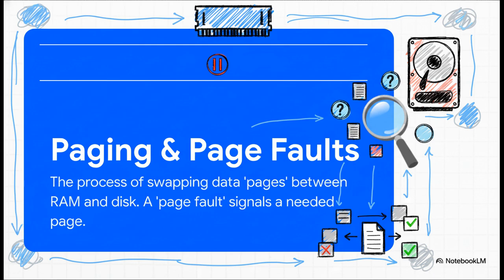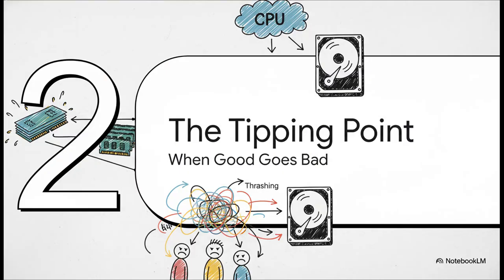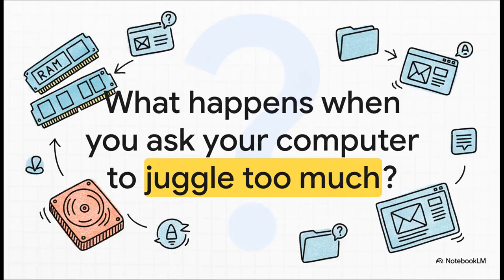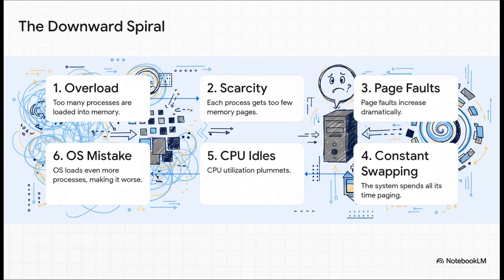And normally, this whole system works beautifully. But what happens when this perfectly normal, helpful process gets pushed way too far? Well, that's when we hit the tipping point, and everything starts to go terribly, terribly wrong. So picture it. Your computer's humming along, happily swapping a few pages here and there. But then you ask it to do just one more thing. You open another big program. You ask it to juggle too many balls. And that one extra task kicks off a catastrophic chain reaction.